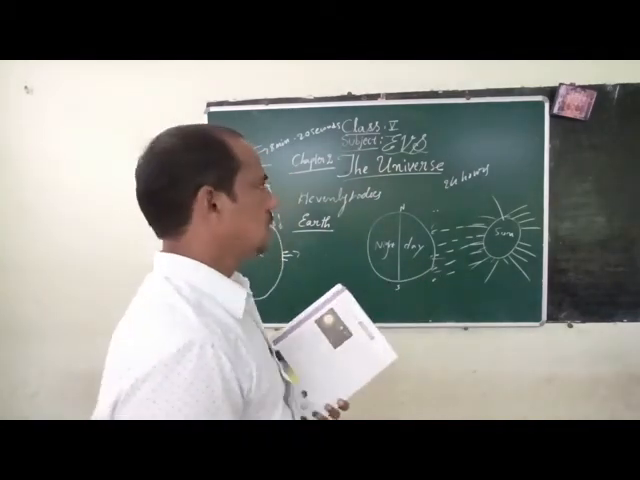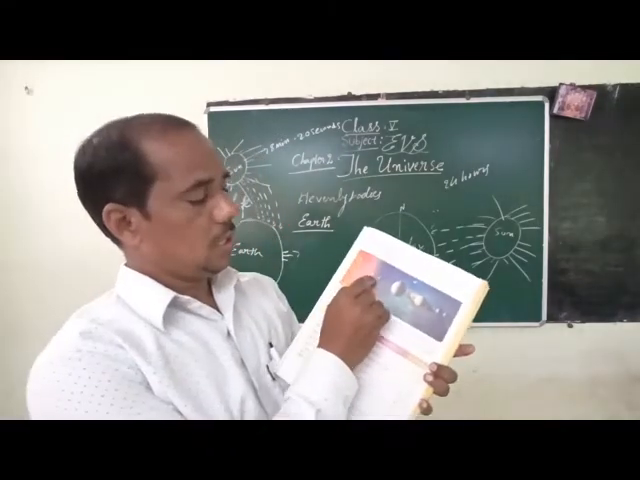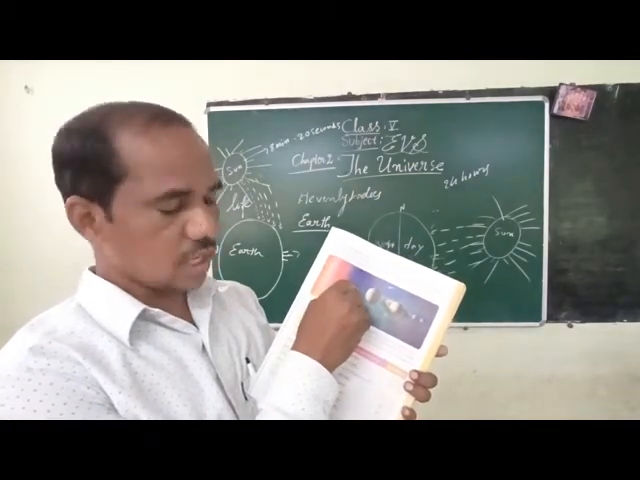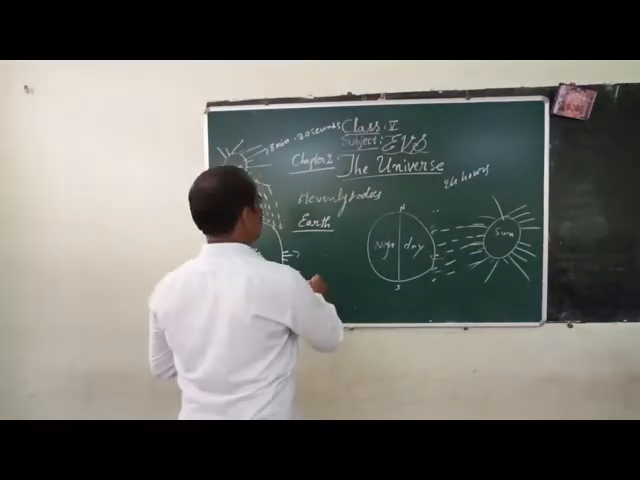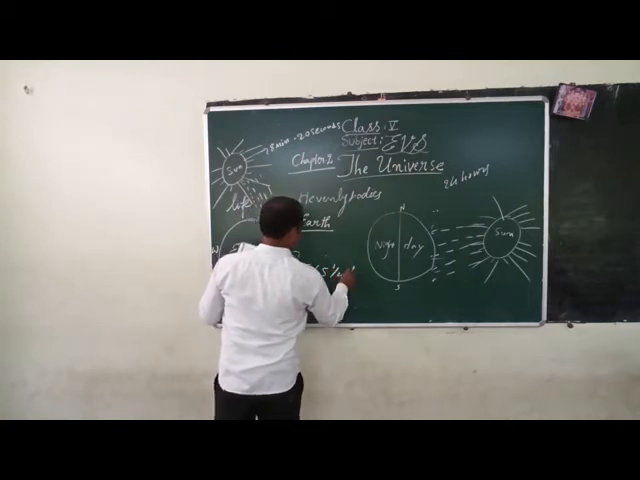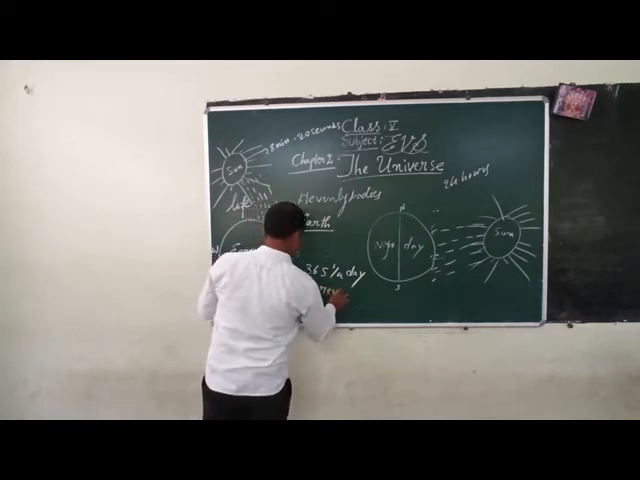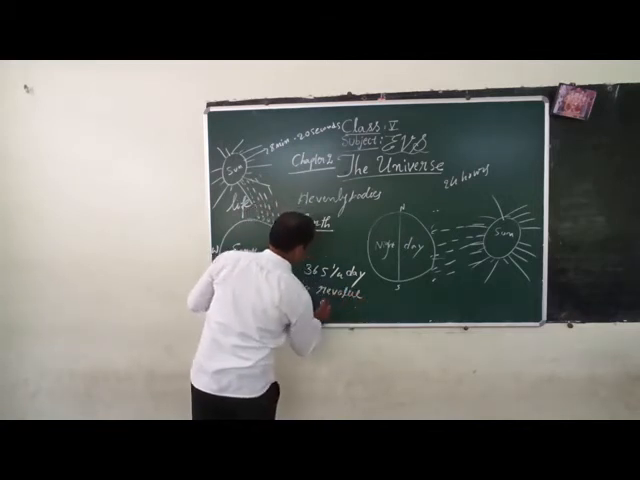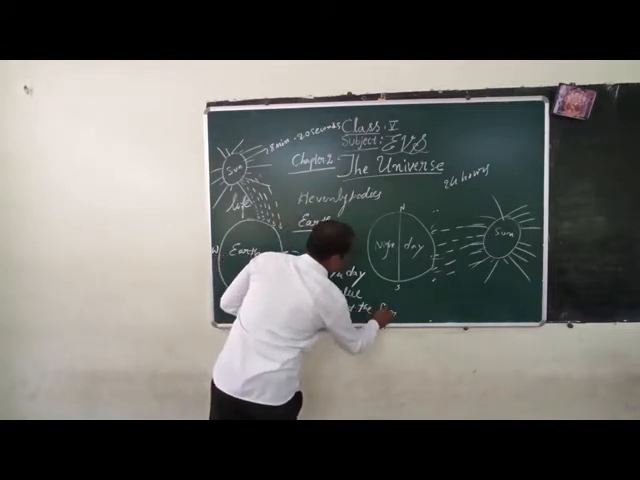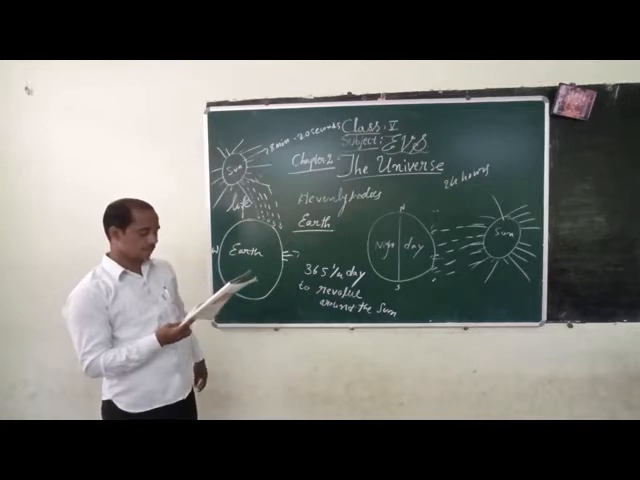How many days? In the solar system, all planets rotate on their own axis in their orbit, and it takes 365 days to revolve around the sun. Revolving around the sun in its orbit. Understood.